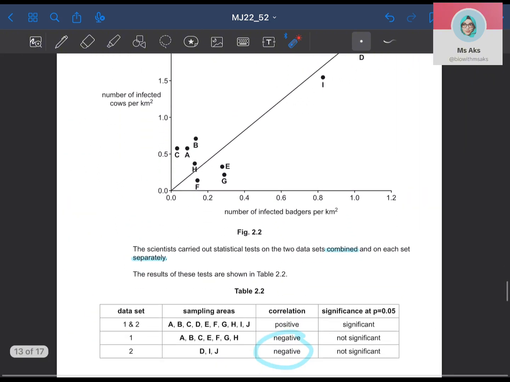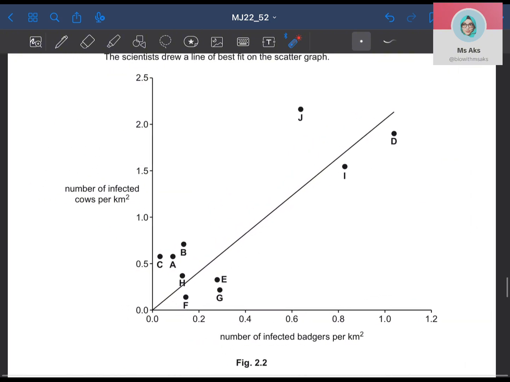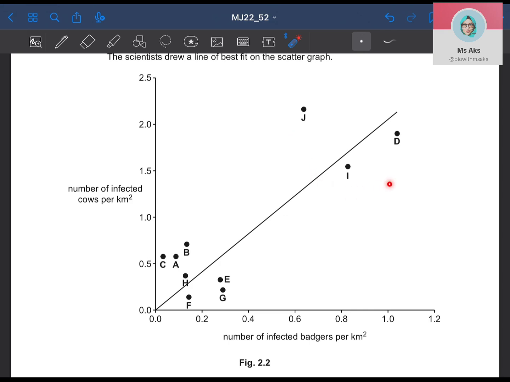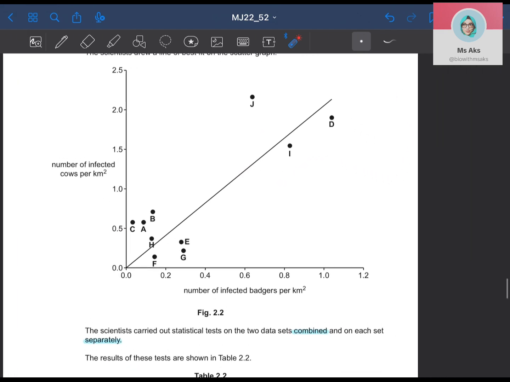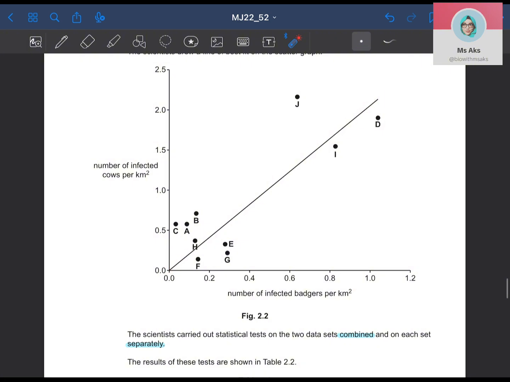The second one is that if you look at the presence of these data sets, D, I, and J, so this is data set 2 and this is data set 1, even though the line of best fit is quite nicely drawn there, we notice that there is a cluster of data. This is what happens for data set 1 in the graph, and this is the pattern for data set 2. They're actually quite clustered, so it's not nicely distributed.